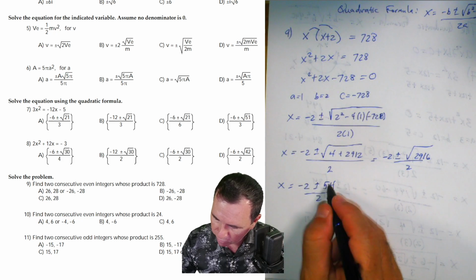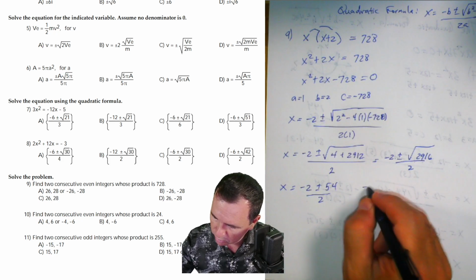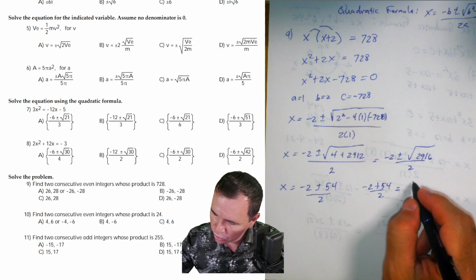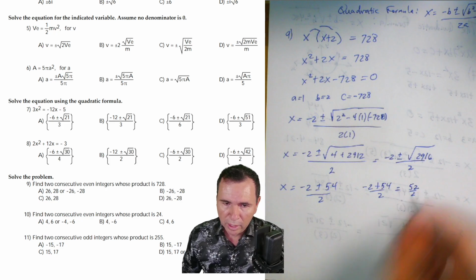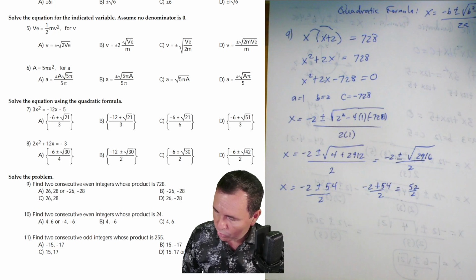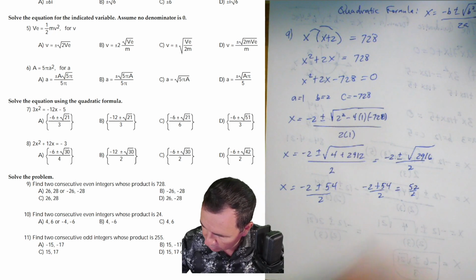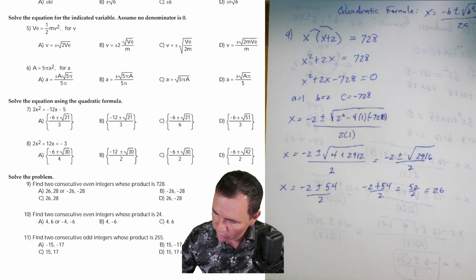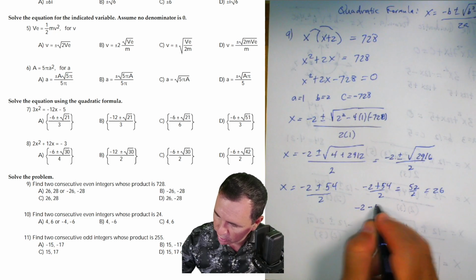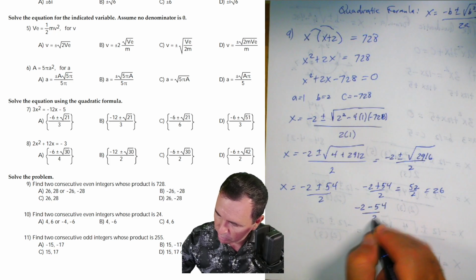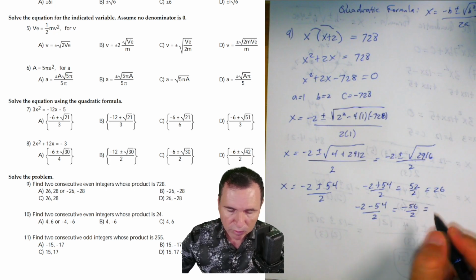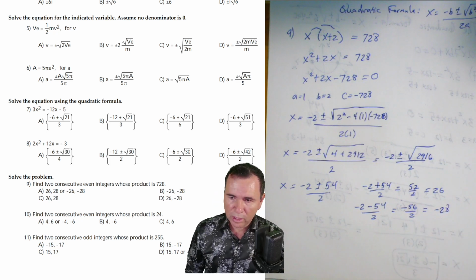So if I add 54 to negative 2, I'm going to get 52 over 2, and 52 over 2 is going to be 26. Okay? That's one scenario. The second scenario is where I subtract 54. Remember, there's two situations. So I'm going to get negative 56 over 2, which is negative 28. So there's two scenarios, right?